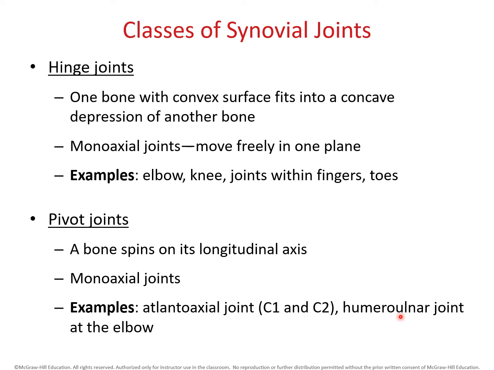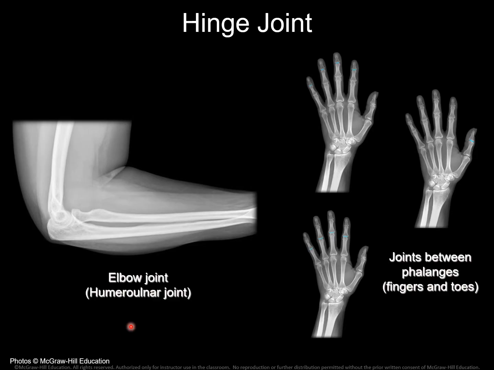Also, the humeroulnar joint at the elbow. Now, I do want to point out here, on your PowerPoint, I think it says radioulnar. I'm pretty sure it does. It should not say radioulnar. It should say humeroulnar, where the humerus joins up with the ulna at the elbow joint. That is considered a pivot.